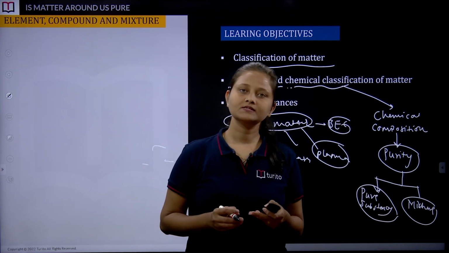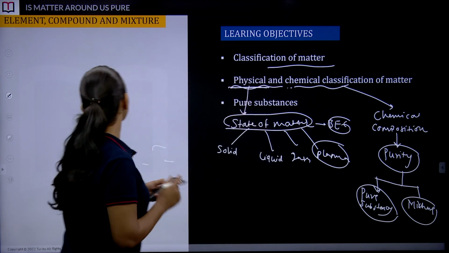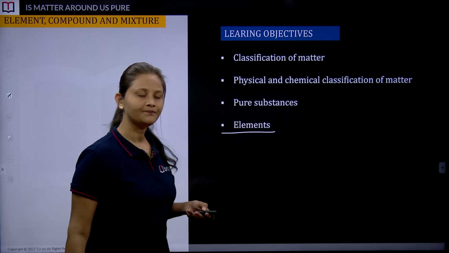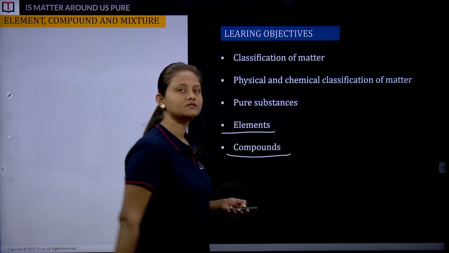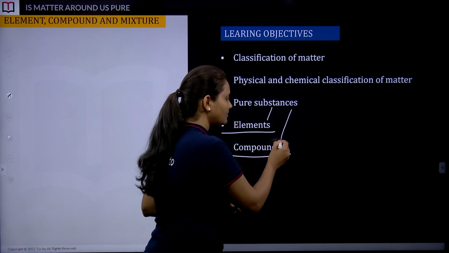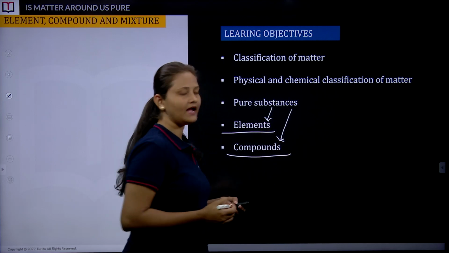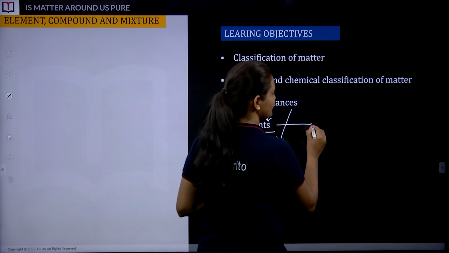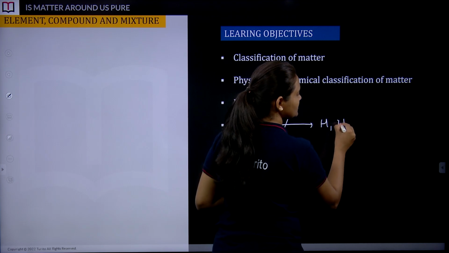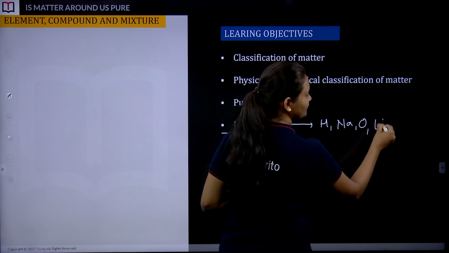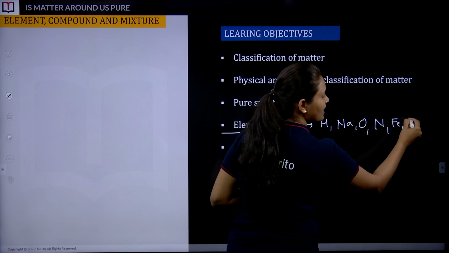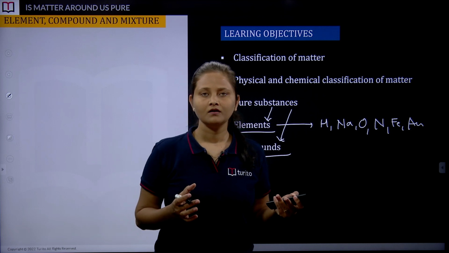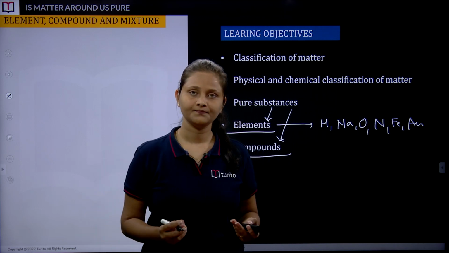So pure substances are further divided into elements, right? And next is compounds. These are further categories of pure substances, correct? We studied elements such as hydrogen, sodium, oxygen, nitrogen, iron, aurum, Ag, Au. These are some elements. So these are pure.